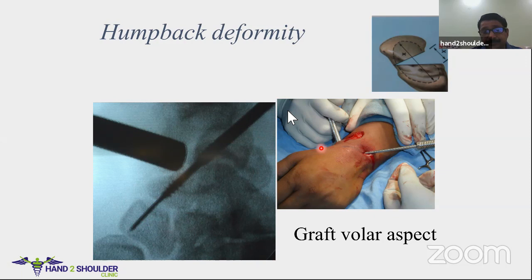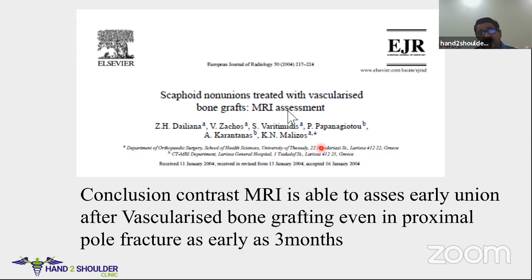So if you review the literature, we can say that in MRI, we can assess early union after vascularized bone grafting as early as 3 months.